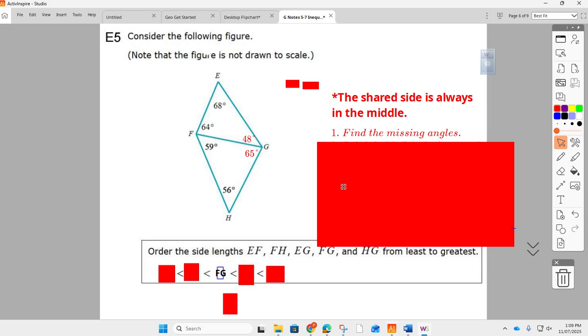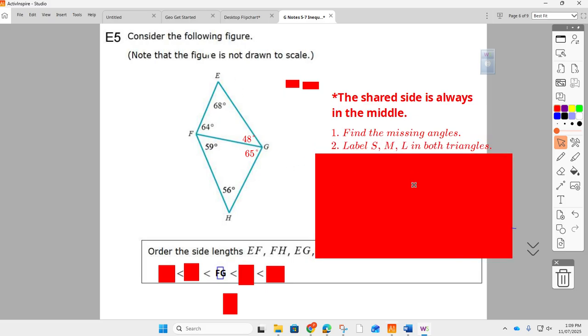So now that we have all the angle measures, now we're going to label short side, medium side, and long side in both triangles. So what the heck does that mean? I'm going to show you. Only looking at the top triangle.